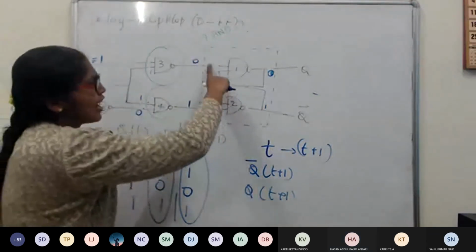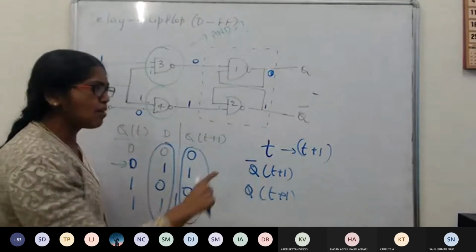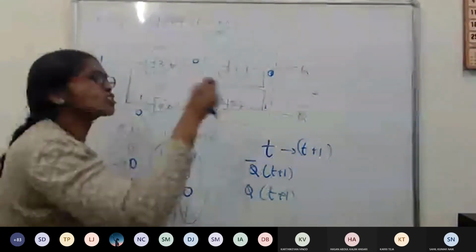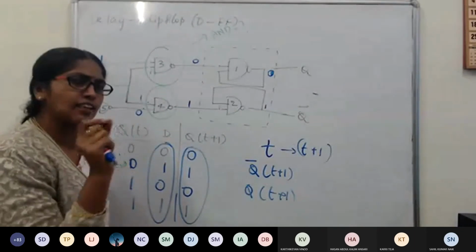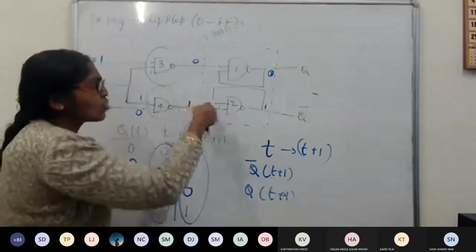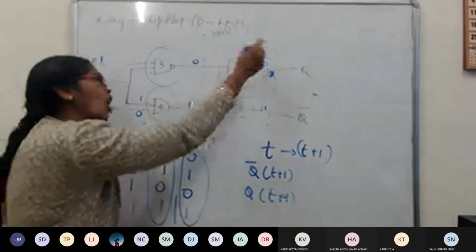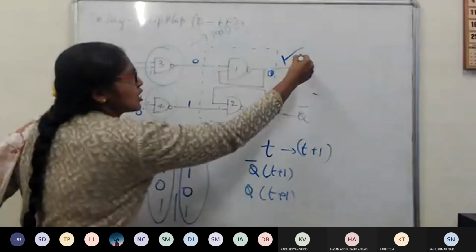If the 0 and 1 enters this latch at the same time, why are you calculating Q bar of T plus 1? This NAND gate reacts for 0, no? That is what the theory says. So 0 is entering, 1 is entering, irrespective of whatever, if one of the input is 0, the output will be 1. So this is your T plus 1.